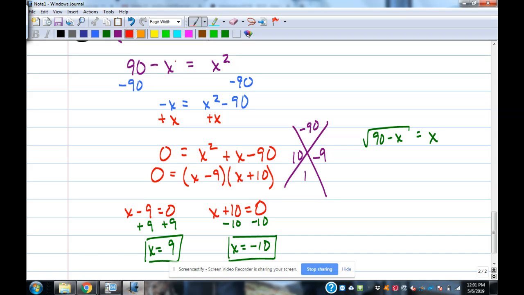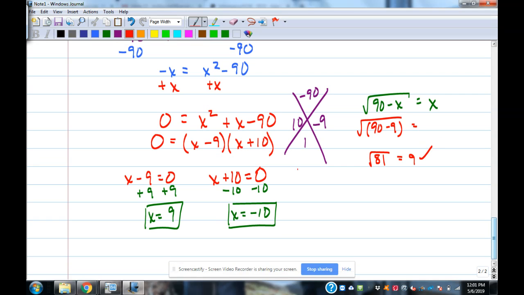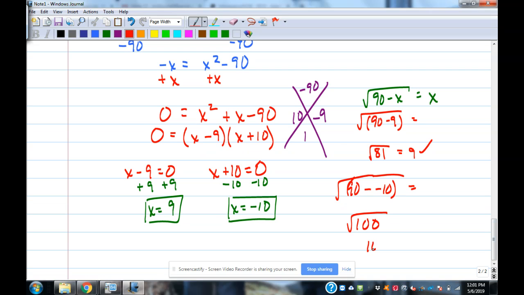So if I plug in 9, 90 minus 9 is 81, right? What's the square root of 81? 9. 9 works. So we're going to keep it for sure. It's possible that we keep negative 10 as well, but we got to check it to make sure. 90 minus negative 10, positive 100, right? What's the square root of 100? 10. Is 10 the same as negative 10? No. Throwing that one out.